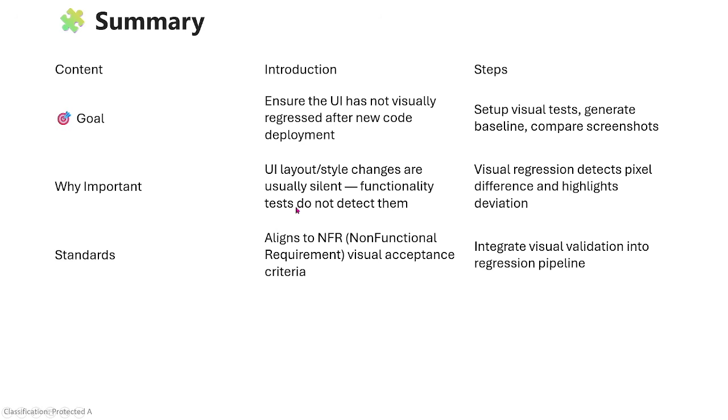UI layout and style changes are usually silent. Functional testing does not test them. Visual regression detects pixel differences and highlights deviations. It aligns with non-functional requirements as a visual acceptance credential. Integrate visual validation into the regression pipeline.